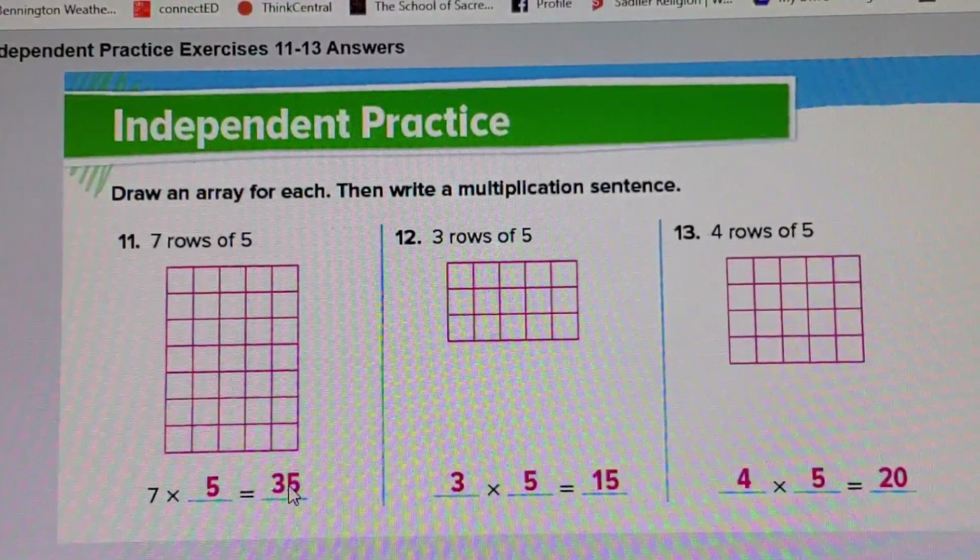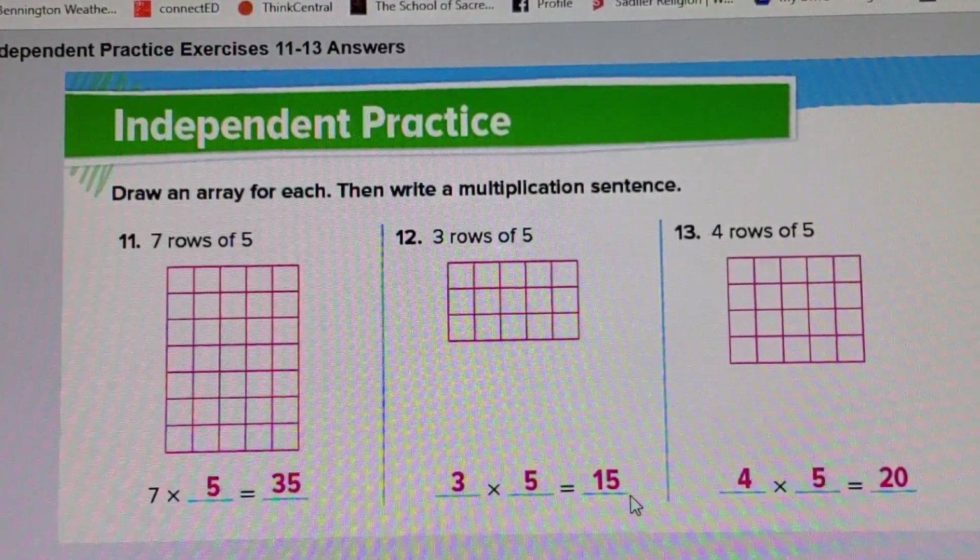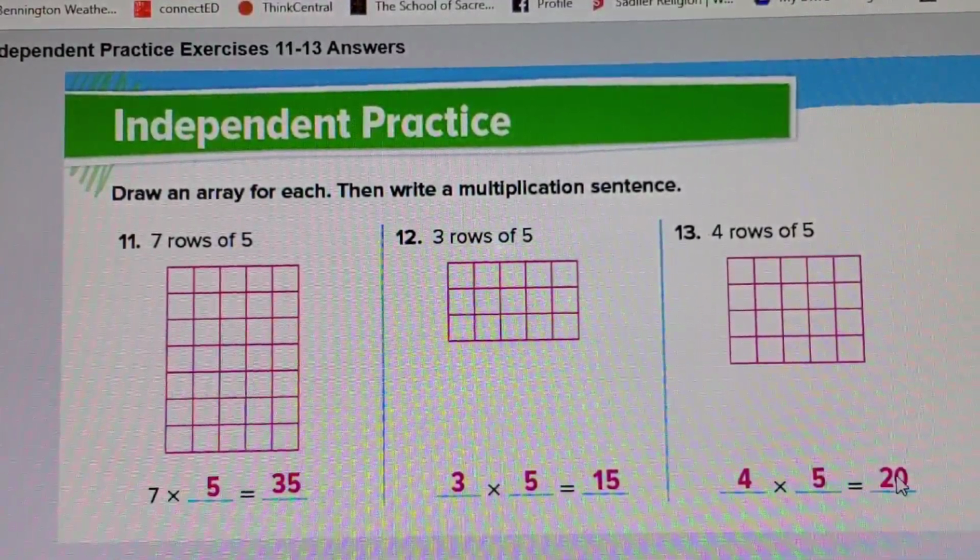7 times 5 is 35, 3 times 5 is 15, and 4 times 5 is 20.